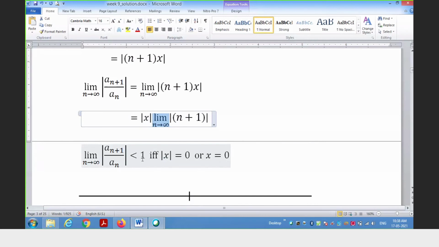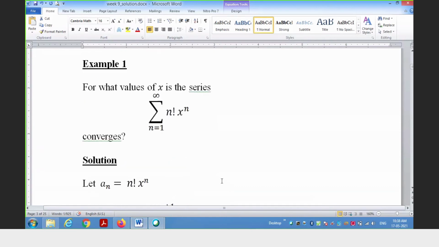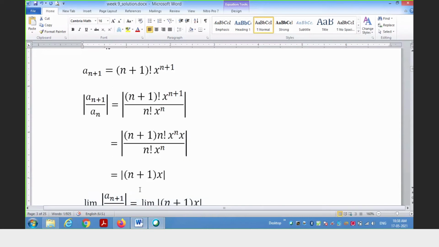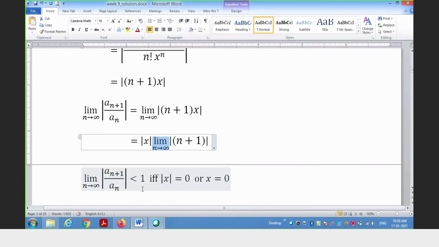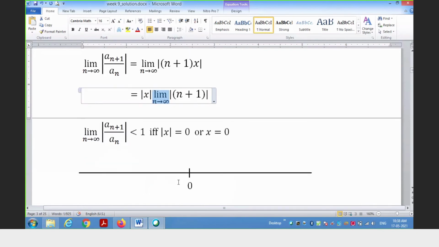Okay, so in this case, only when x equals 0 will this power series converge. Other than that, it will diverge. So it only converges at one value only, which is x equal to 0. So what is the interval of convergence? x equal to 0. Only one value.